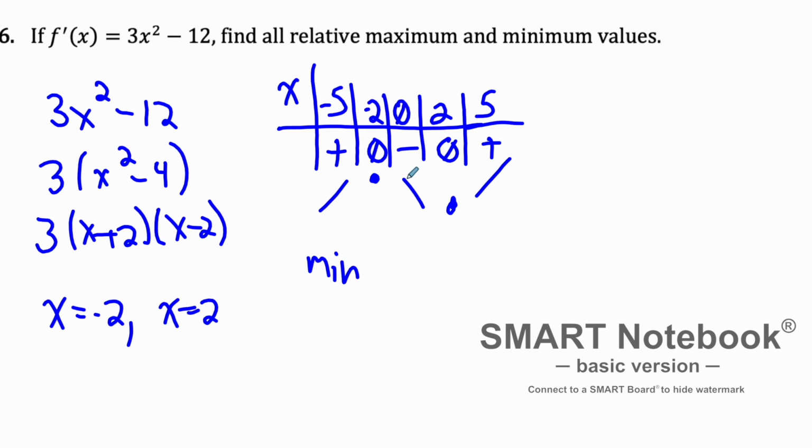The min would be right here. So that means the min, again, goes from a negative slope to a positive slope. So that would be x equals 2. And a max would be at negative 2 because that goes from a positive slope to a negative slope.